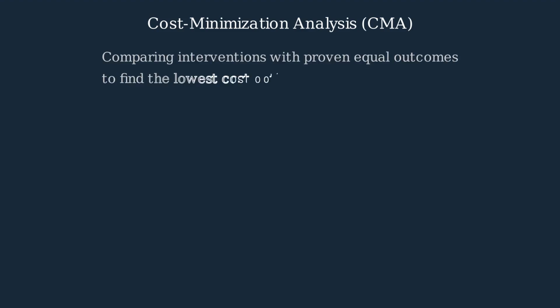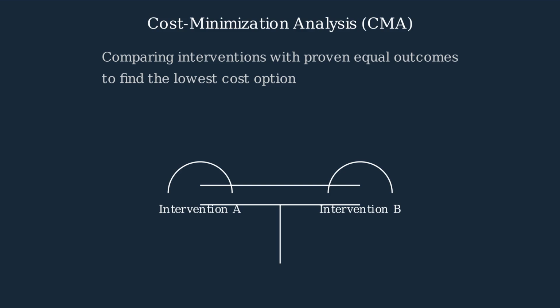Cost-minimization analysis, or CMA, is a specific type of economic evaluation. It's used when comparing interventions that have been proven to deliver equal outcomes. In other words, the health benefits are exactly the same. In this approach, we're simply looking for the cheapest option among interventions that are equally effective.